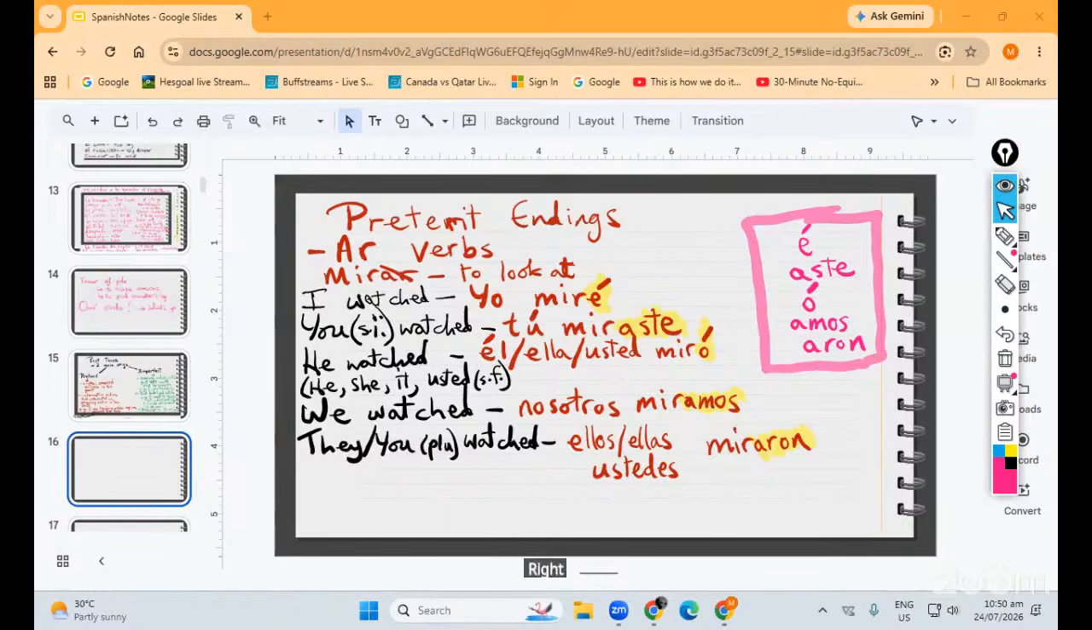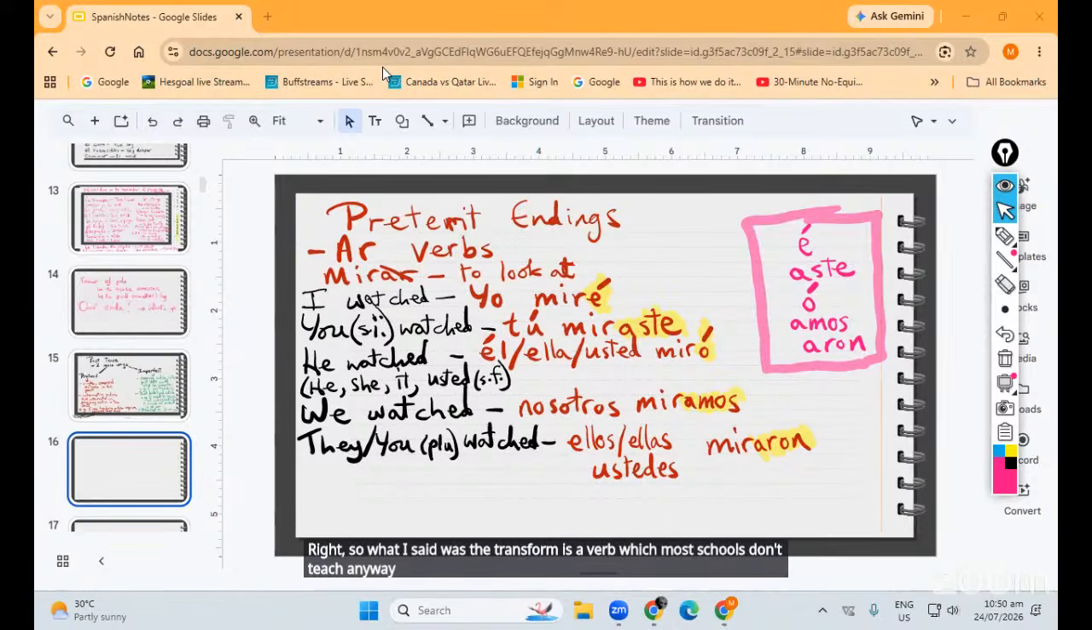Right. So what I said was the vosotros forms of the verb, which most schools don't teach anyway, wouldn't be on CSEC, right?